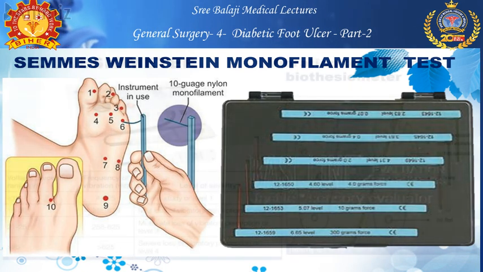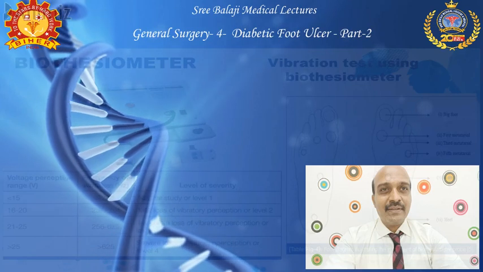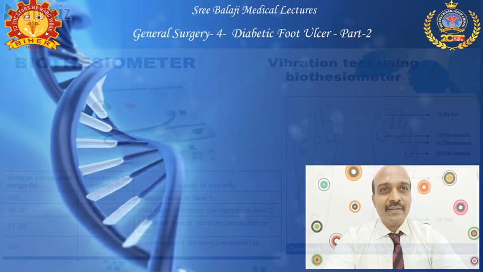Biothesiometer is a device that is used to measure vibration sensation in the foot. It has replaced the use of a tuning fork and is a little more specific. The biothesiometer usage is based on grading. It tells you whether the patient is having a normal vibration perception or severe vibration perception based on the voltage perception that has been applied.